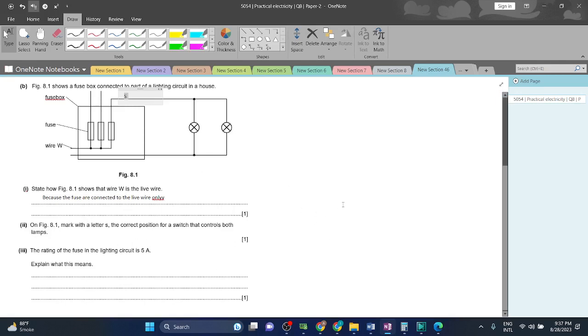But the moment the current exceeds 5 amperes, the fuse will blow or melt. The fuse will blow or melt the moment the current exceeds 5 amperes. This is a safety mechanism in the fuse to prevent any person or something getting shocked. So that is the answer.